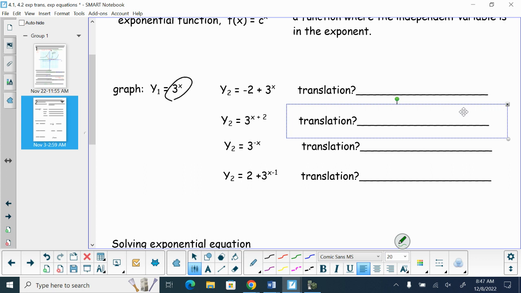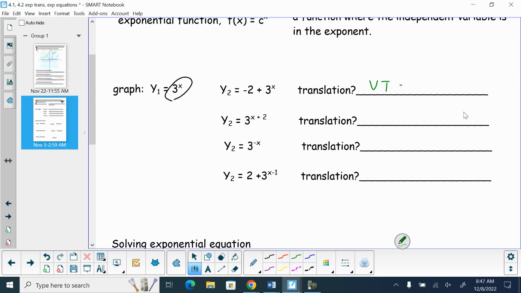Vertical translation of -2. So all of our points would go up 2 positions. If I have y equals 3 to the x plus 2 power, horizontal translation of -2, because it's what's being subtracted. That's x minus the -2. What's being subtracted there. Y equals x and negative x, that would be reflection.